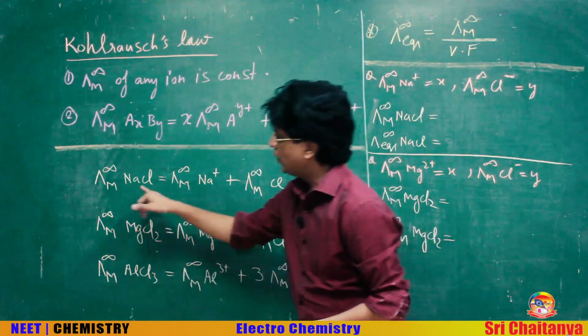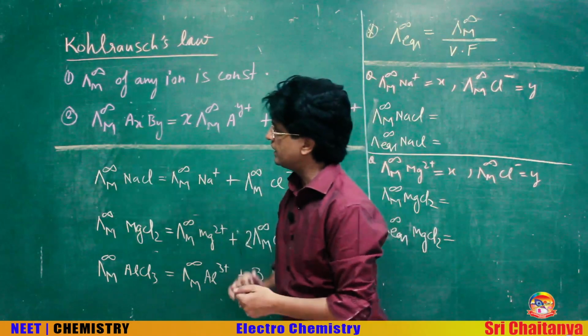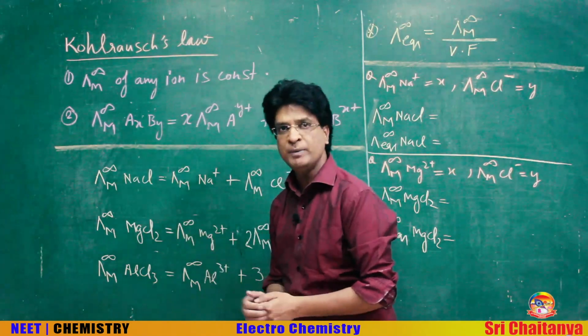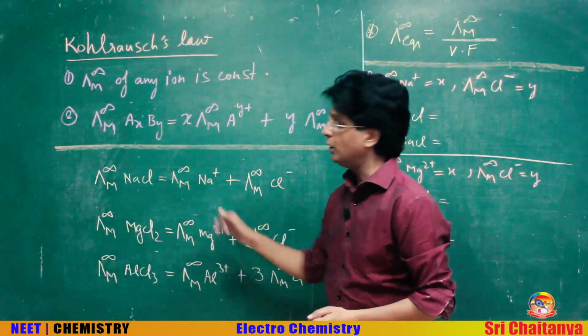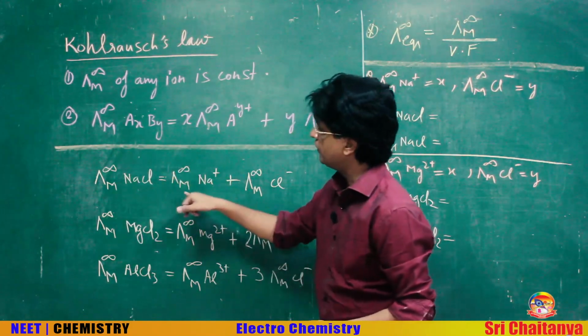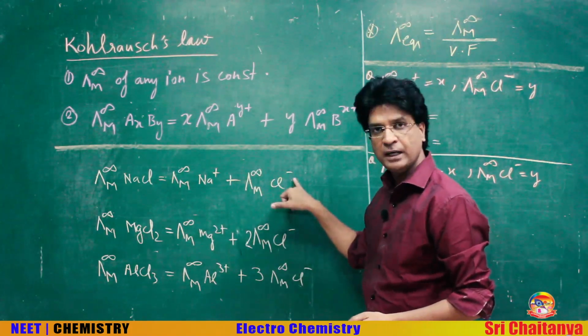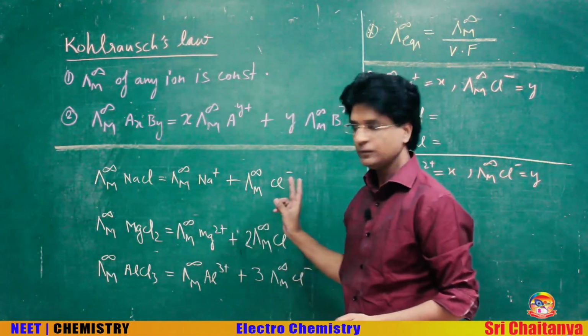For example, I have to find out the molar conductance of NaCl. This statement says that the molar conductance of NaCl will be equal to the molar conductance of all the ions in NaCl inside the solution. So that will be the summation of the molar conductance of Na plus and the molar conductance of Cl ion, because there are only two ions.